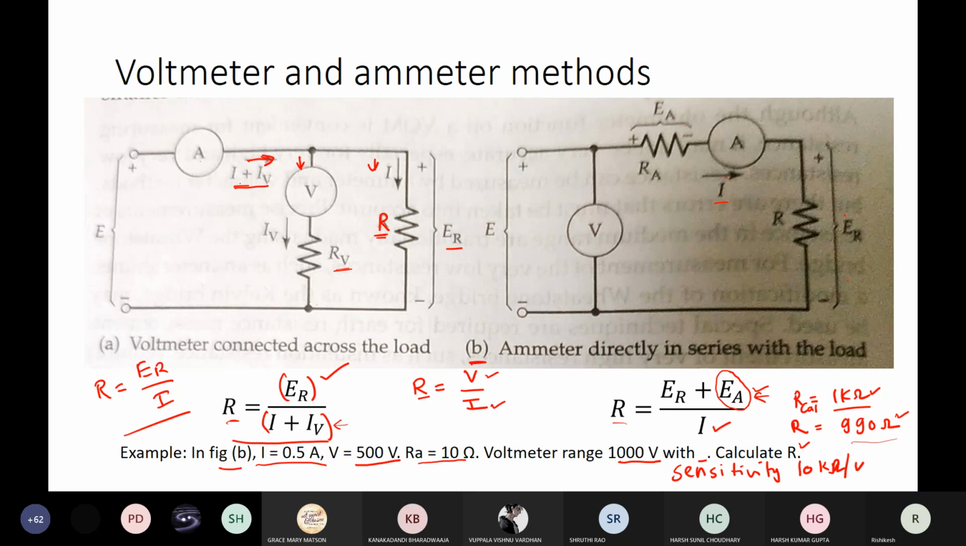Sir, when we buy the ammeter, won't RA be mentioned with it? Not always. Plus, it is also subject to temperature, as I mentioned, if you remember, and that may also vary. So not every time will you be able to compensate for the error caused by the ammeter.